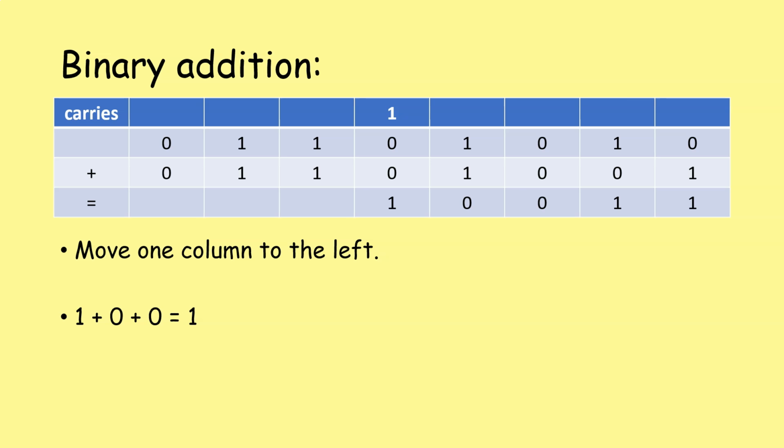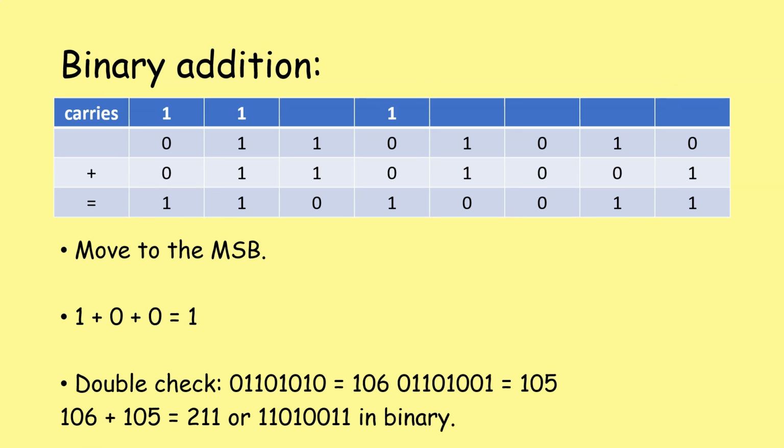1 plus 1 is 0. Carry 1 to the next column. 1 plus 1 plus 1 is 1. Carry 1. And then 1 plus 0 is 1. Nice and easy, isn't it? Our final answer is 110100011, and we can always do a double check.